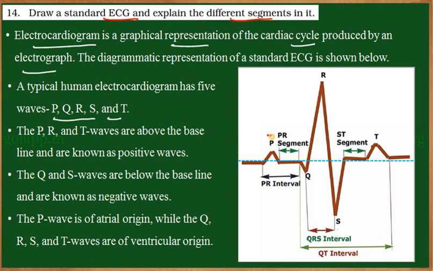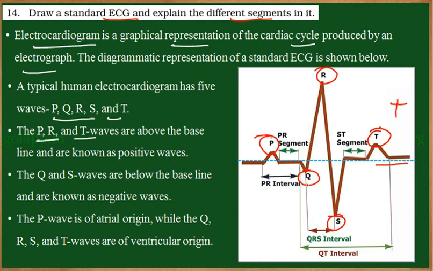So this is a graph. Here we can see P, Q, R, S and T. These waves represent the functioning of the cardiac cycle. Here the first thing, P, R and T, are present above the baseline. Now this is considered as the baseline, the blue color dot. Now P, R and T are present above the baseline, so they are represented as positive waves.